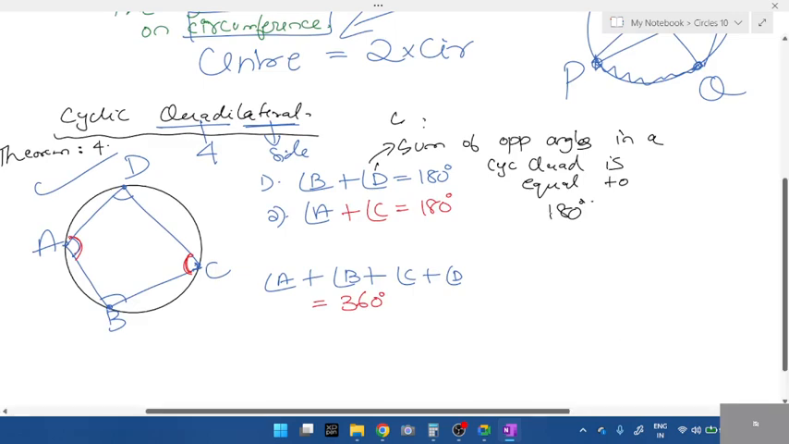And the opposite of this is also true. If the sum of opposite angles is equal to 180, what kind of quadrilateral is that, students? That is a cyclic quadrilateral. So they call it the converse theorem. But you don't have to write all those things. Just remember, inside a circle, if opposite angles sum to 180, it's a cyclic quadrilateral. And the total value is 360 degrees. There's one more theorem. We'll do one more theorem.